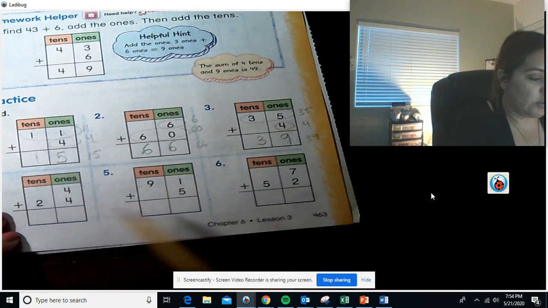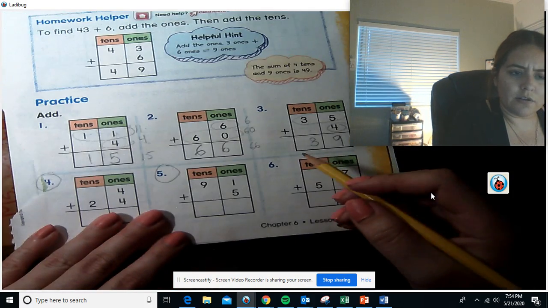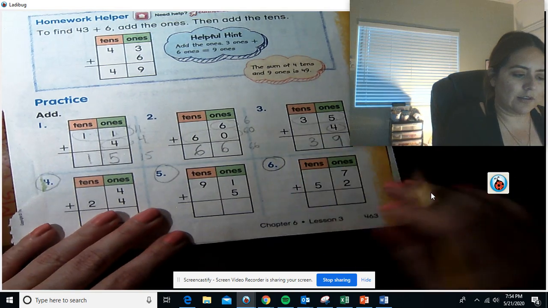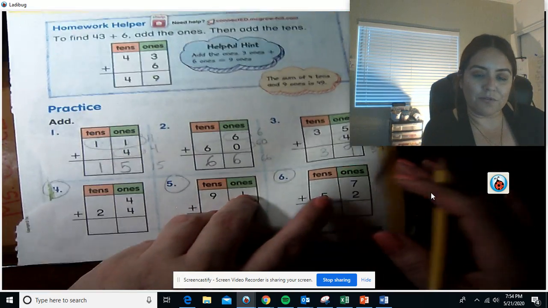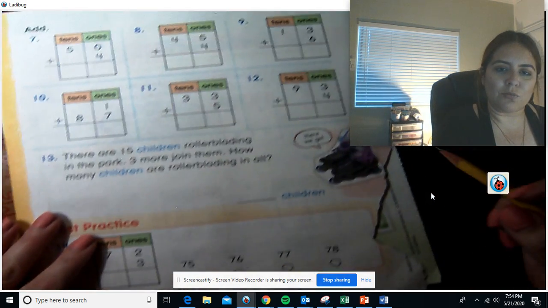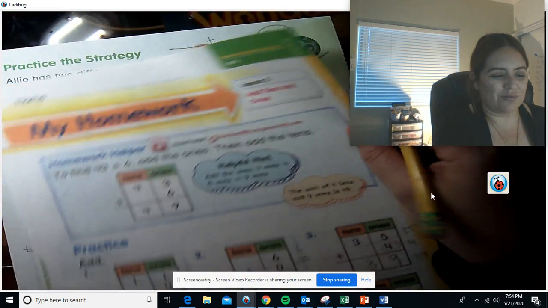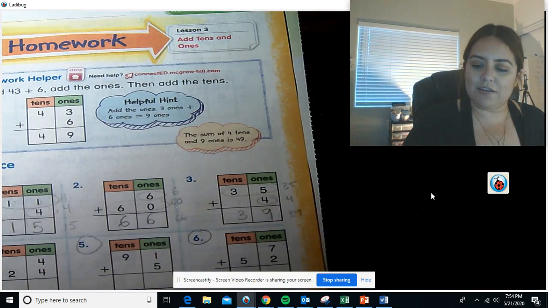Okay, so you're going to do numbers 4, 5, and 6. If you have time and if you finish really, really fast and you want to challenge yourself, you can go ahead and do more problems on the back, but you don't have to. Okay. Alrighty, that's it for math today.